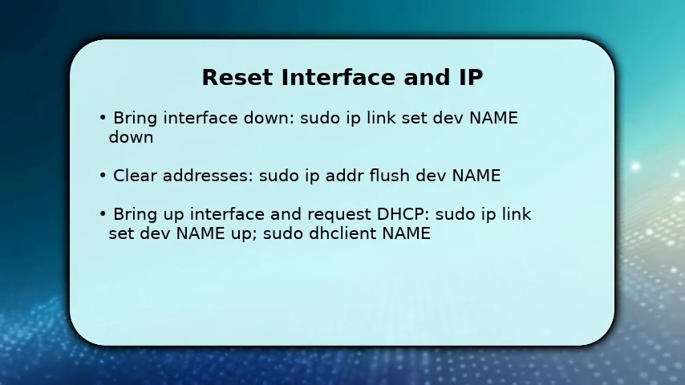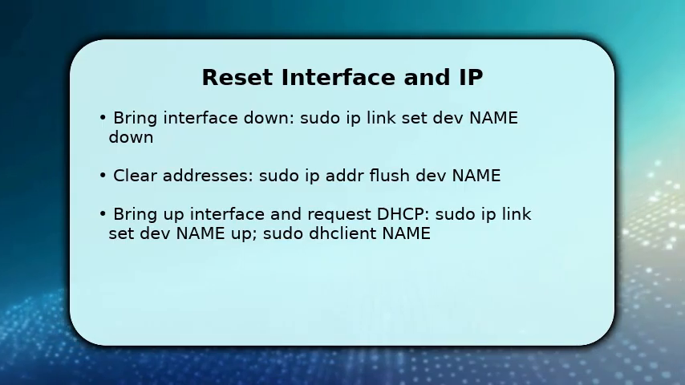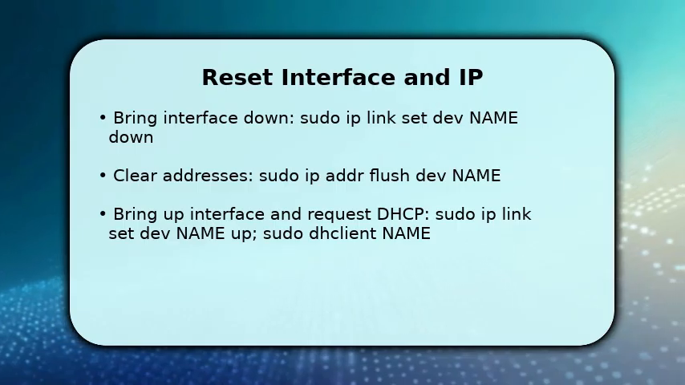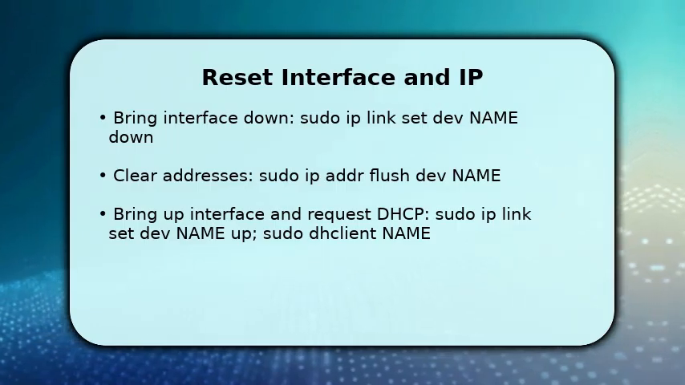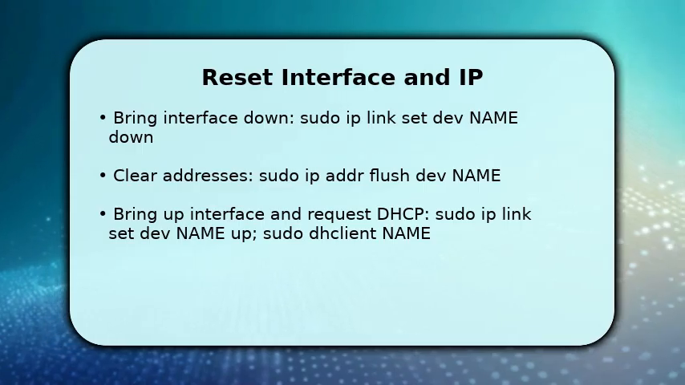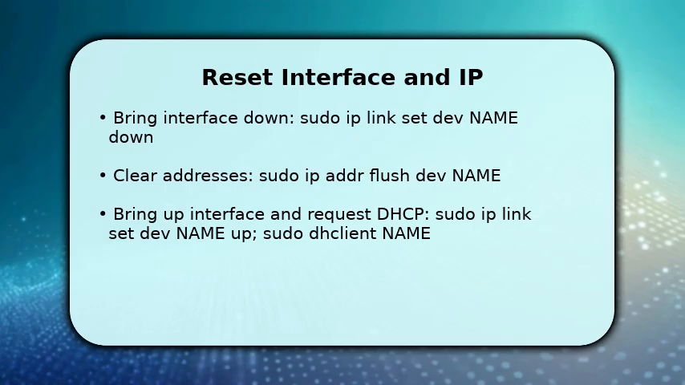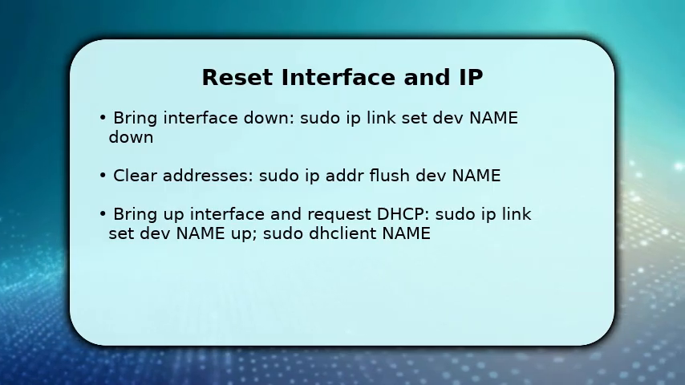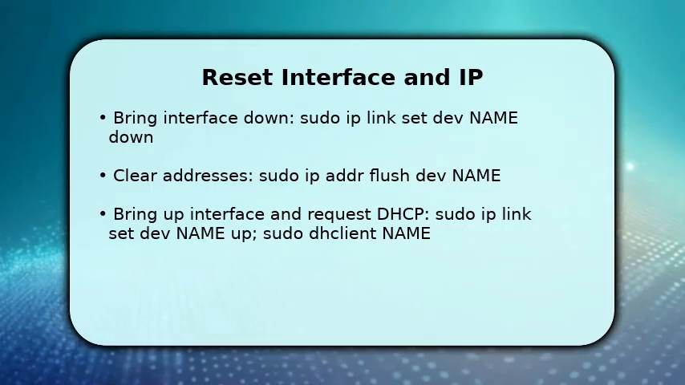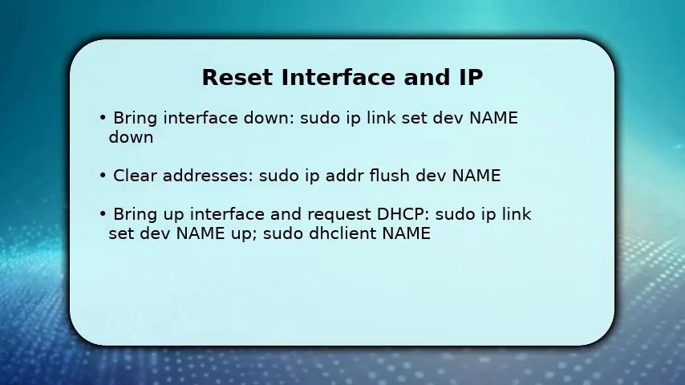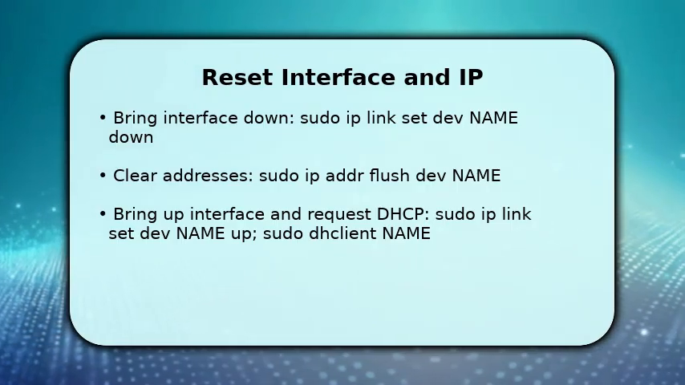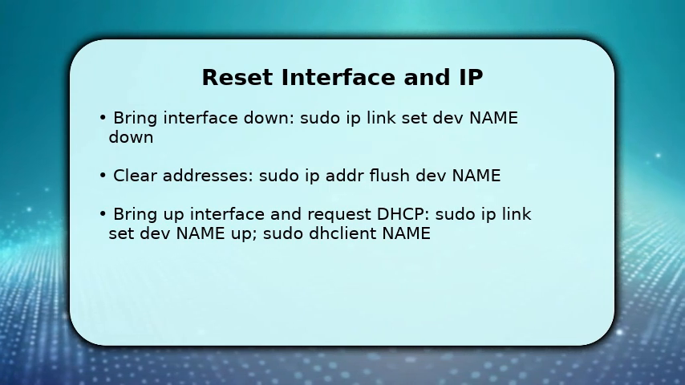With NetworkManager stopped, bring the interface down using sudo ip link set dev name down to reset hardware state and clear transient routes. Then flush configured addresses with sudo ip addr flush dev name so no stale IPs remain. This step removes conflicting settings. Once flushed, bring the interface up with sudo ip link set dev name up, and request a DHCP lease using sudo dhclient name. These commands reinitialize the link layer, rebuild IP configuration, and often restore connectivity fast.